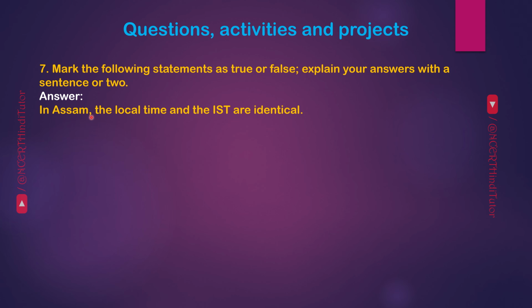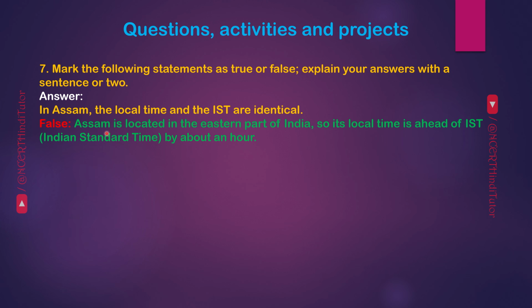Fourth, in Assam, the local time and the IST are identical. Answer. False. Assam is located in the eastern part of India, so its local time is ahead of IST, Indian Standard Time, by about an hour.